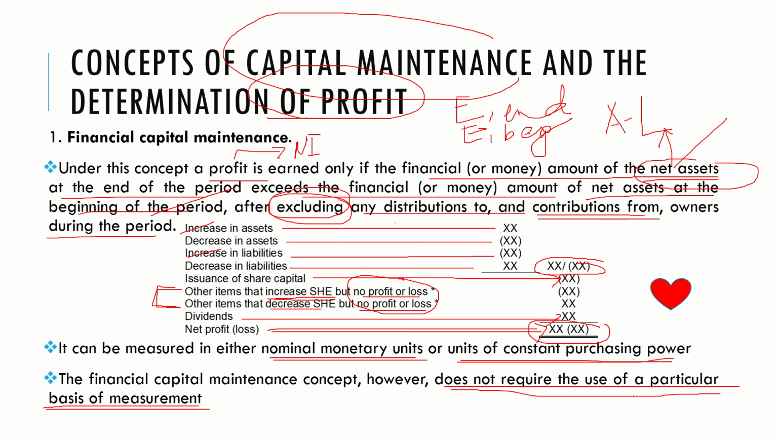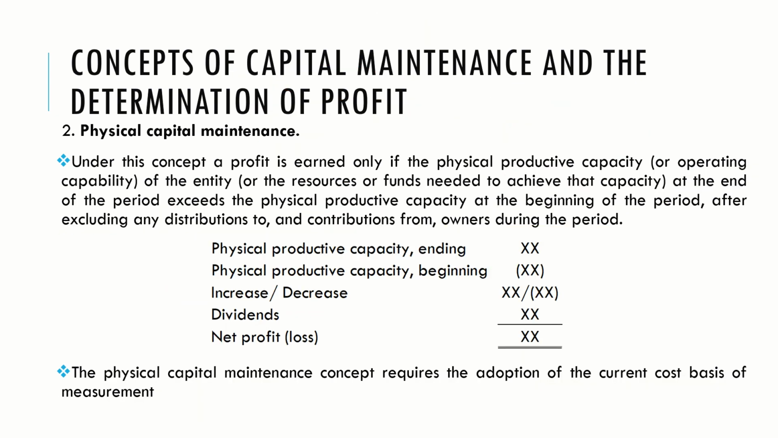Okay? So that's the first concept of capital maintenance, and the last, and not the least, you have the physical capital maintenance, which is related doon sa physical concept of capital, wherein yung profit naman po is regarded or earned if you have the productive capacity at the end of the period exceeds naman yung physical productive capacity at the beginning, of course, excluding as well any distribution and contributions from the owners.